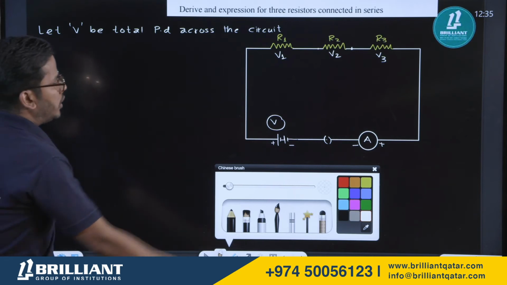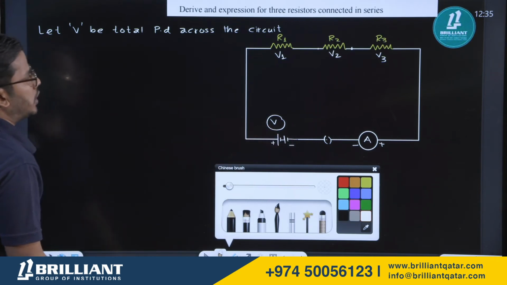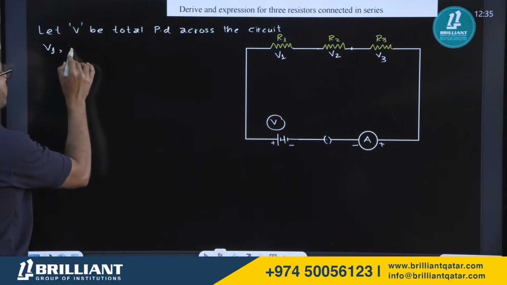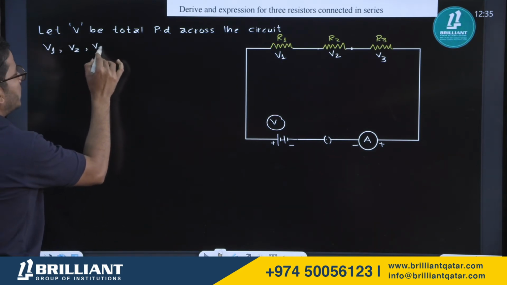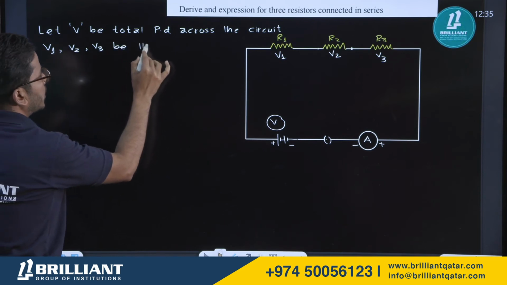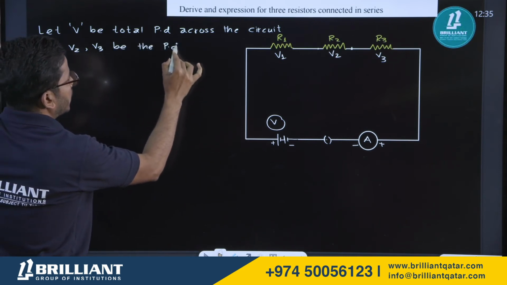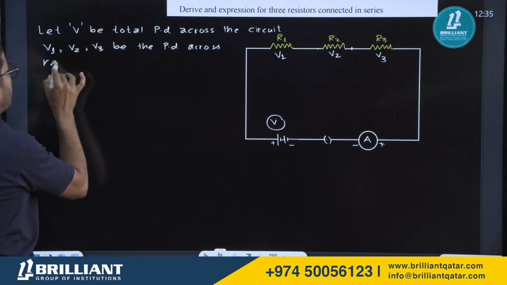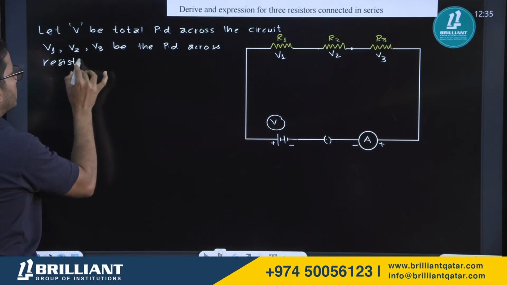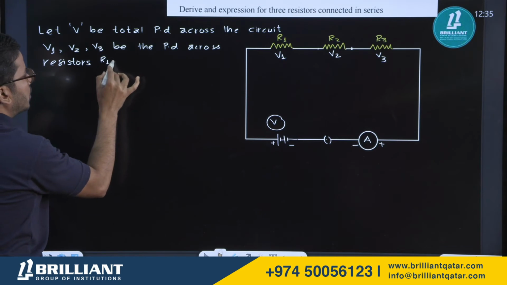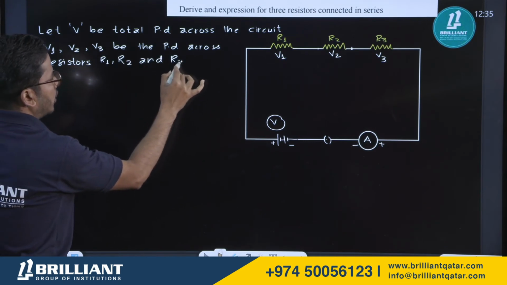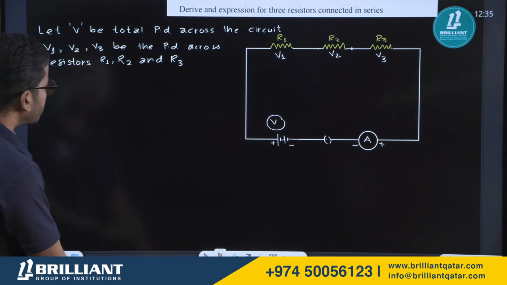All right, let V be the total potential difference in the circuit, and let V1, V2 and V3 be the potential differences across the resistors R1, R2 and R3. All right, so what is next?